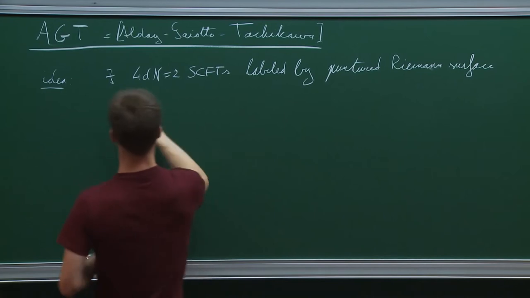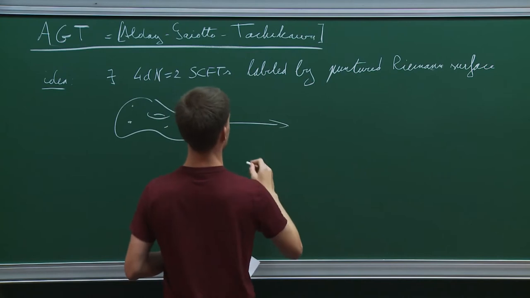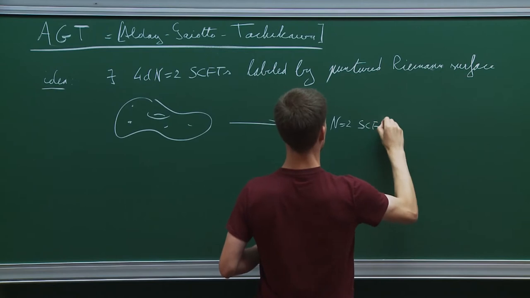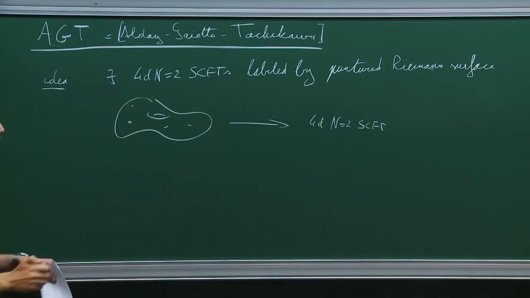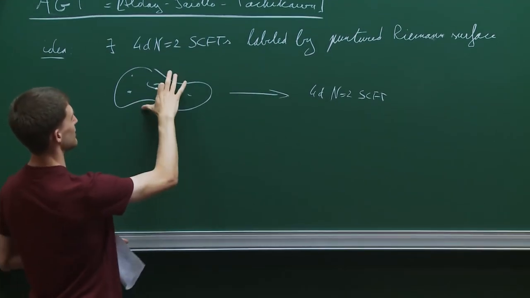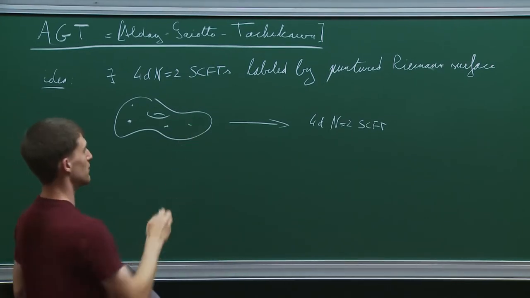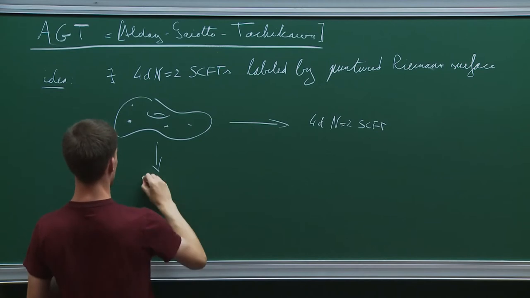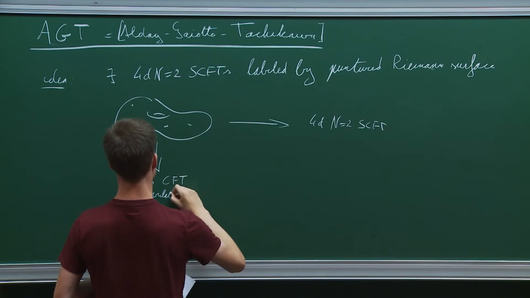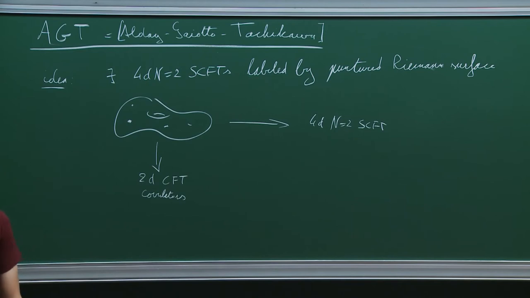So give me some punctured Riemann surface, I can produce a 4D N=2 SCFT. Now give me a punctured Riemann surface, and I can also try to compute two-dimensional CFT observables on this Riemann surface if I interpret the punctures as vertex operator insertions. So on the other hand, we can compute 2D CFT correlators if I have some clear idea of which vertex operators I should insert at these punctures.